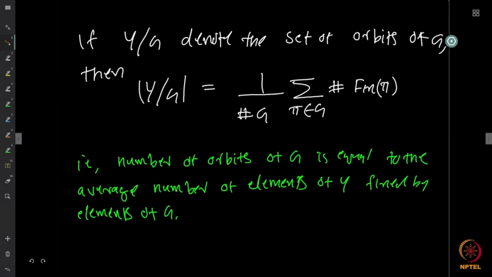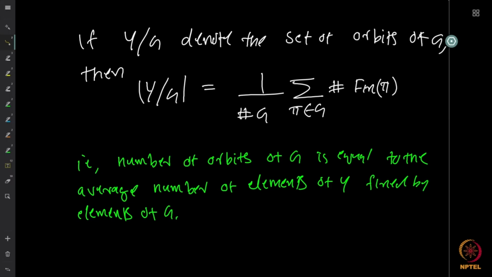Now, suppose we denote by Y mod G the set of orbits of G. So what is the orbit of a group? When the group acts on a set, it moves the elements. So we can look at the elements which come under a class, right? So we are talking about classes. Some elements are moved to other elements, right? Mapped to other elements, and then this forms a subset.